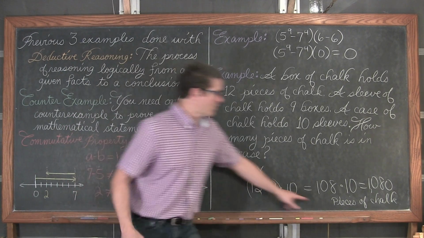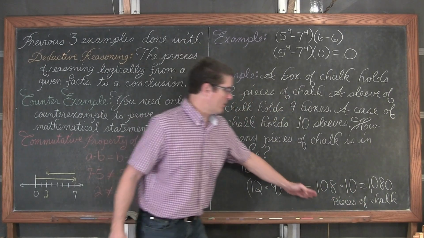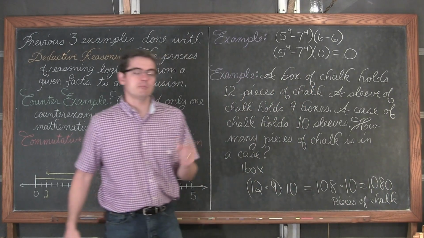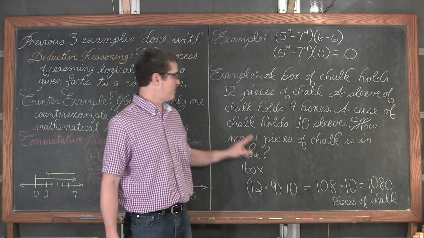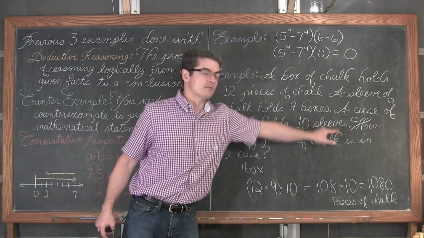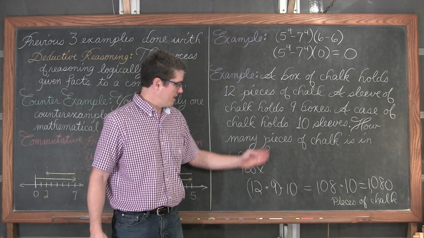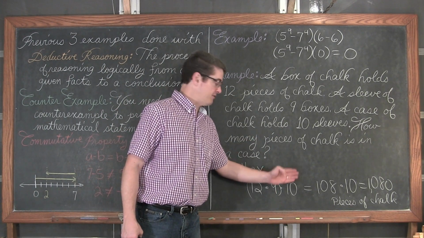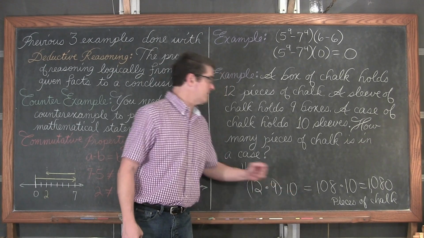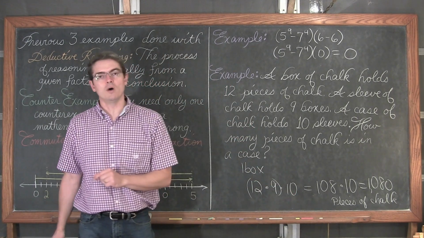So we are looking for, and I ran out of room actually, but we are looking for the number of pieces of chalk that are not in just a box, not in a sleeve, but in an entire case that holds 10 of those sleeves. And so 12 in a box times the 9 boxes that are in a sleeve times the 10 sleeves, which we said were in one case.